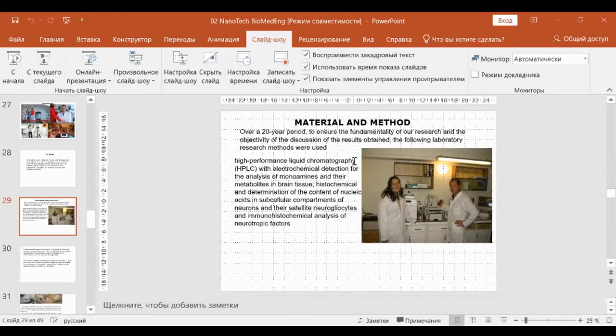High-performance liquid chromatography with electrochemical detection for the analysis of monoamines and their metabolites in the brain tissue. Histochemical determination of the content of nucleic acid in subcellular compartments of the neurons and their satellite neuroglial sites, and immunohistochemical analysis of neurotrophic factors.